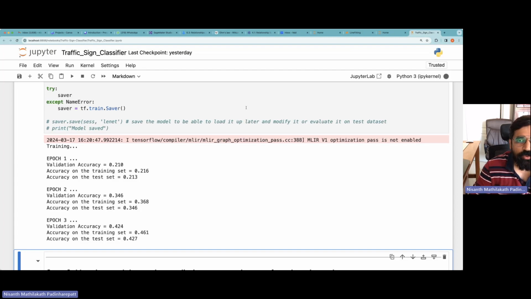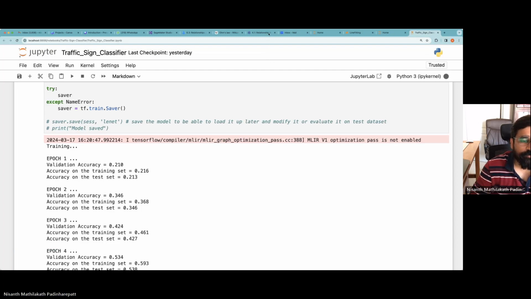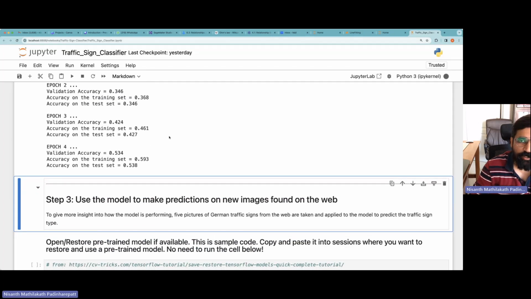I'll go to the slides once again. We will come back here once the 30 iterations are complete.